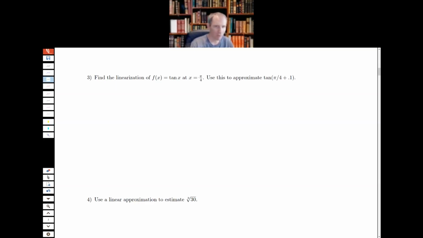So it's at this x value, so my y value is going to equal f of pi over 4, which is tangent of pi over 4, which is 1. So I have the point pi over 4 comma 1. Then I need to find the slope, so we get f prime of x. The derivative of tangent x is secant squared x. So the slope is f prime of pi over 4, which is secant squared of pi over 4.